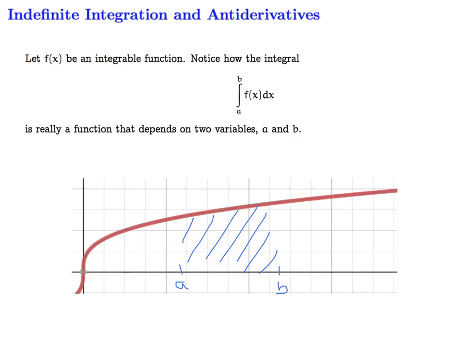If instead we were going to compute the integral from, say, alpha to beta of f of x dx, so we picked different letters, alpha over here and beta over here, well, this is going to be a different area. So it really does depend on what letters we choose. So what we're going to do is fix one of these and just think about the other one as a variable instead.